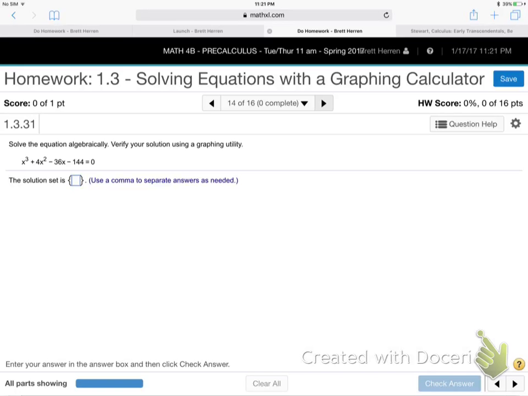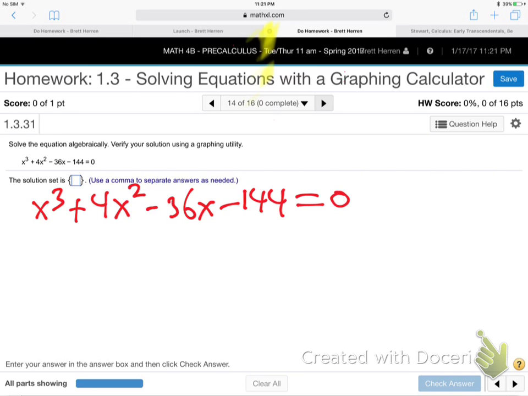Okay, so here we are. We are trying to solve this problem. This is number 14 in section 1.3. We have four terms: x cubed plus 4x squared minus 36x minus 144 equals 0. We're supposed to solve that.